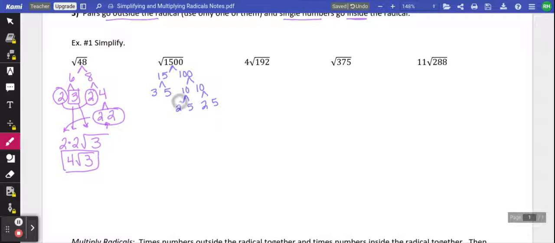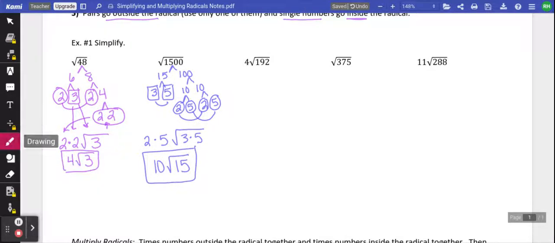Circling pairs. I have a pair of 2s. I have a pair of 5s. And then I have a leftover 3 and a leftover 5. So on the outside, again, a pair of 2s would be 2. A pair of 5s would be times 5. On the inside, my leftovers are 3 times 5. So I have 10 times the square root of 15. And there's my answer.